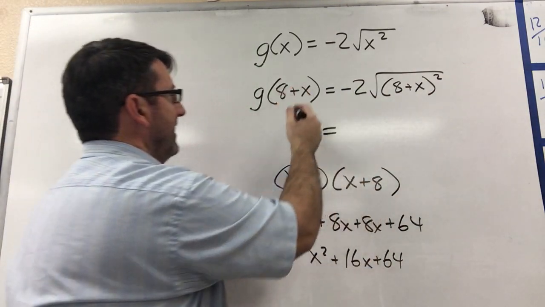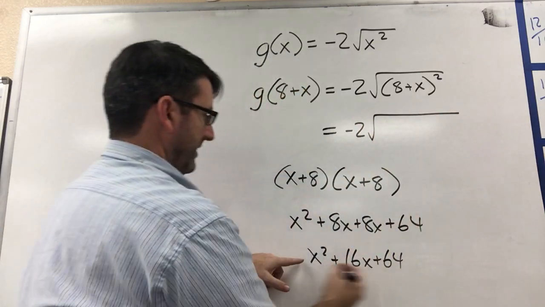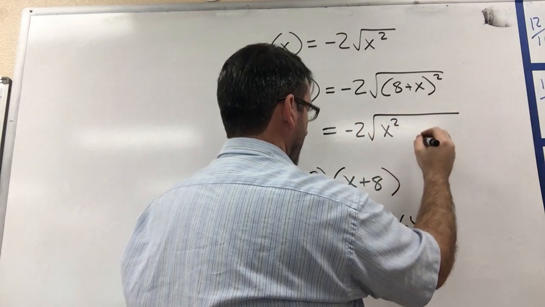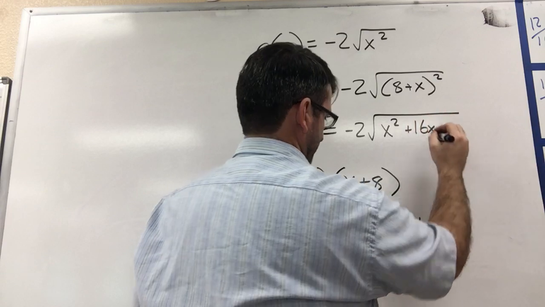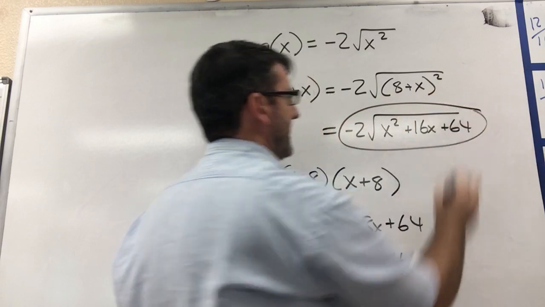So g of 8 plus x is equal to -2 times the square root of this, x squared plus 16x plus 64. And that's our answer.